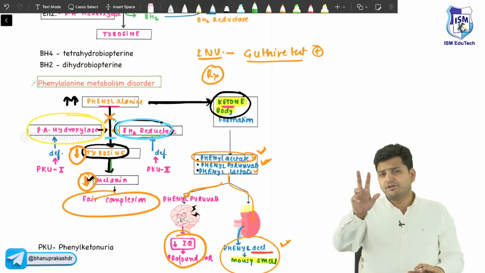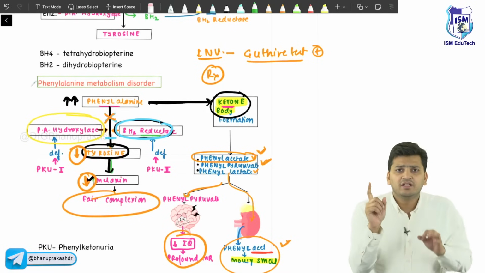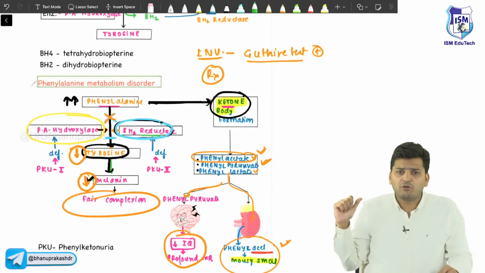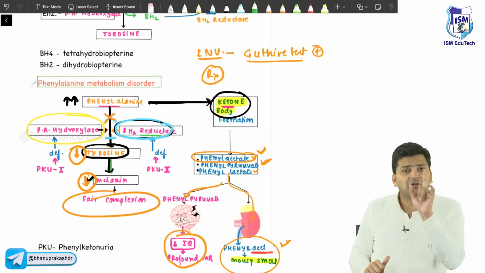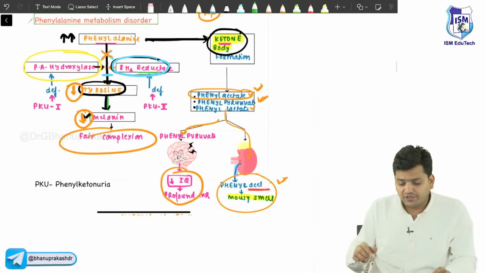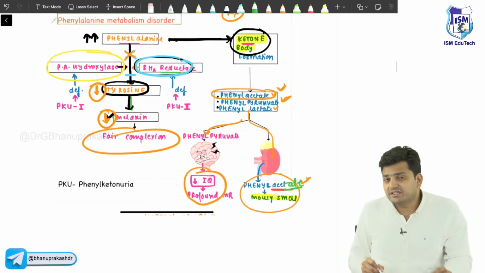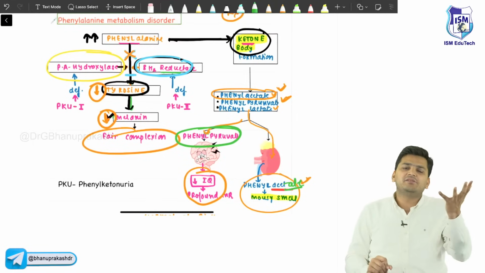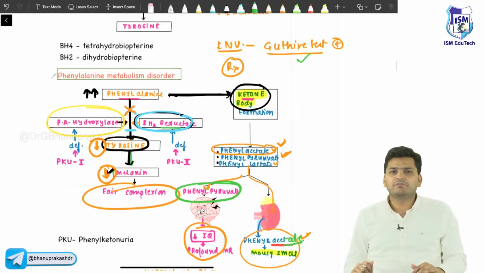So let's revise. What are the points to be remembered? First, which enzyme deficiency? Phenylalanine hydroxylase. 3 symptoms: bad smell in the urine, decreased IQ, fair complexion. Why bad smell? This is important. Everyone knows that there is going to be mousy smell, but why? Because of which molecule? Phenylacetate. Why is there decrease in the IQ? Phenyl pyruvate. And why is there fair complexion? Because of decreased melanin. That's done. And the investigation is Guthrie test. Done.